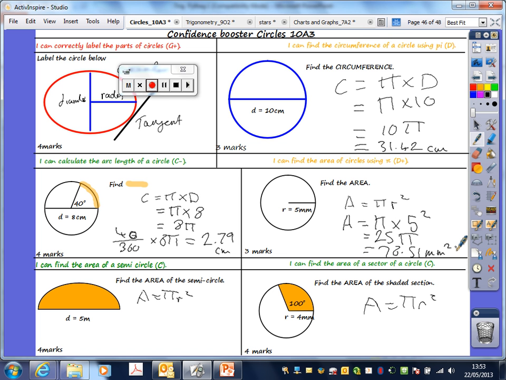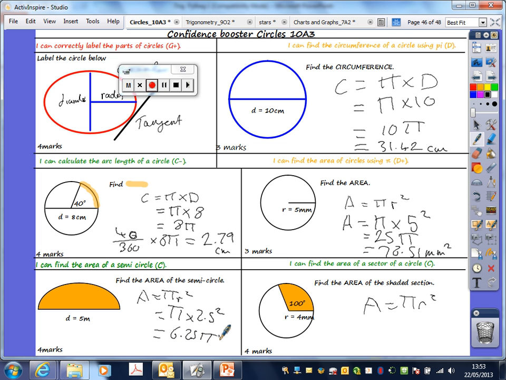Right, next bit. Finding the area of a semicircle. This semicircle here. To find the area of any circle, we use area is equal to pi r squared. So what's r in this case? 5? That's the diameter. Radius is 2.5. So it's pi times 2.5 squared. 2.5 times 2.5 is 6.25. So it's 6.25 pi.